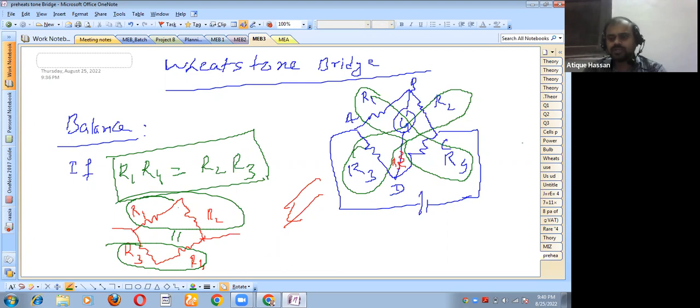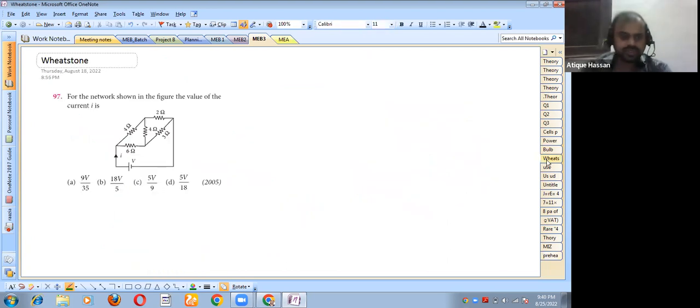All right. So we will do some questions based on Wheatstone bridge. Let us see this question. All of you try this. This is a NEET 2005 question. It is based on the Wheatstone bridge concept. So all of you attempt this question.